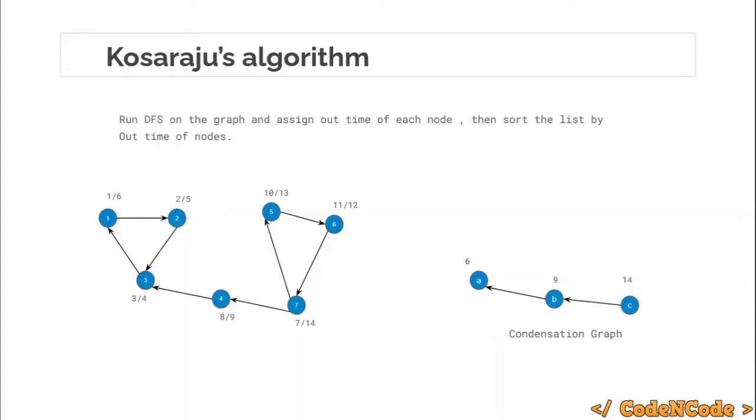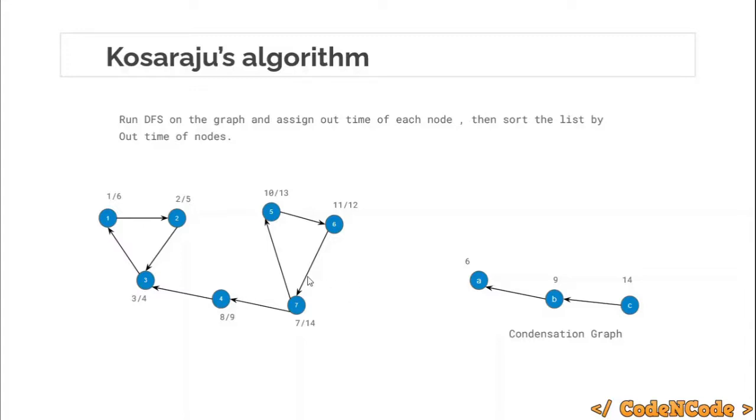Kosaraju's algorithm uses two different series of DFS calls. The first series of DFS calls identifies the order in which the second series of DFS calls must be made, and it tells you the order in which you need to run DFS on the transposed graph to find the strongly connected components. Why is that so? Let me tell you.